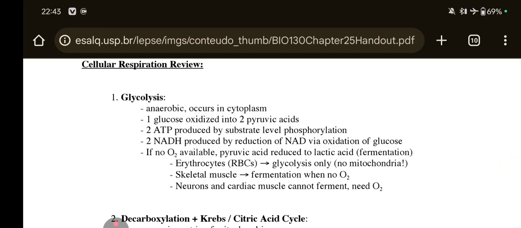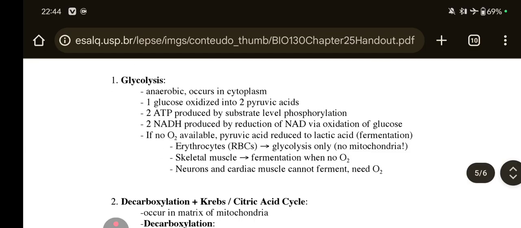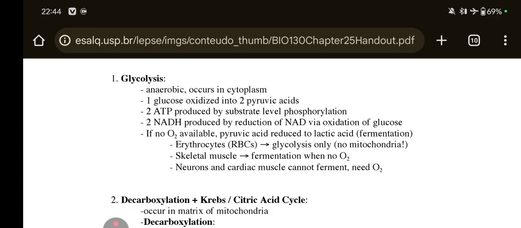Cellular respiration review: glycolysis. Anaerobic, occurs in the cytoplasm. 1 glucose is oxidized into 2 pyruvic acids. 2 ATP are produced by substrate level phosphorylation. 2 NADH are produced by reduction of NAD via oxidation of glucose. If no O2 is available, pyruvic acid is reduced to lactic acid by fermentation.